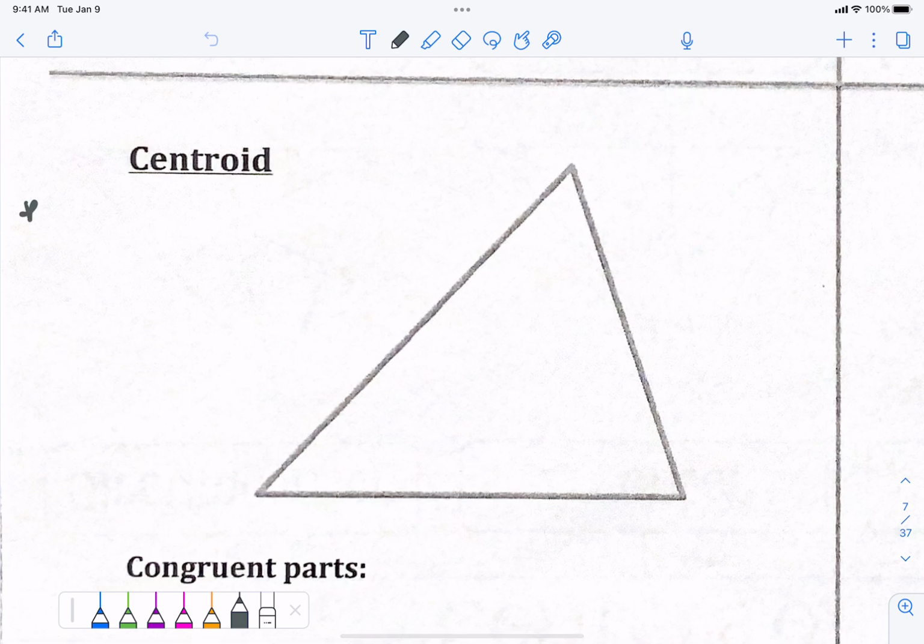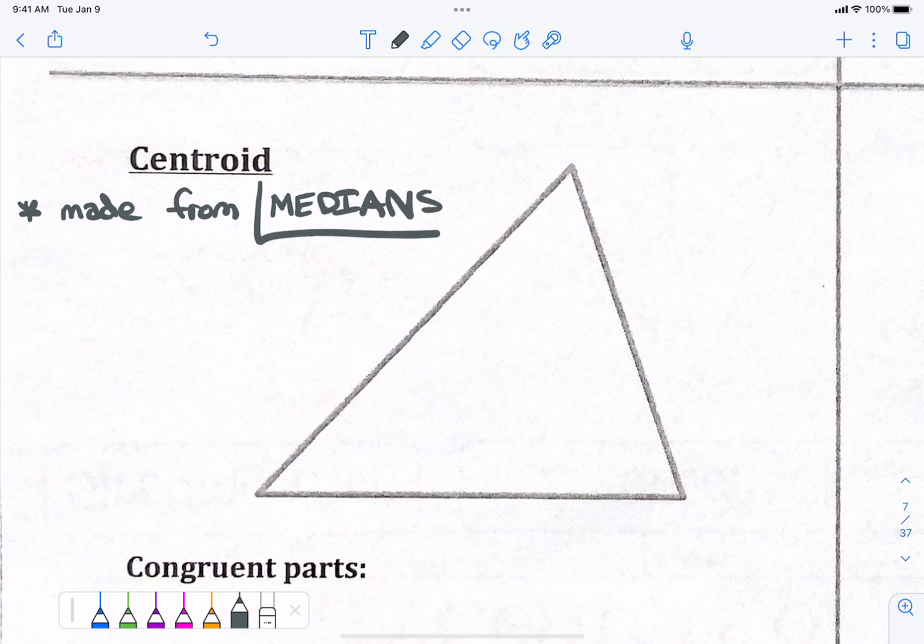Put under centroid. Here's the things that you need to write. Centroid is made from, this you already have, made from the medians, medians, medians, okay? And we'll draw what a median is here in a second.